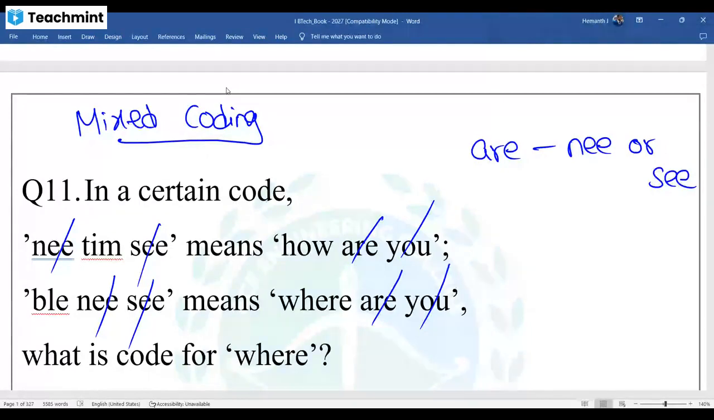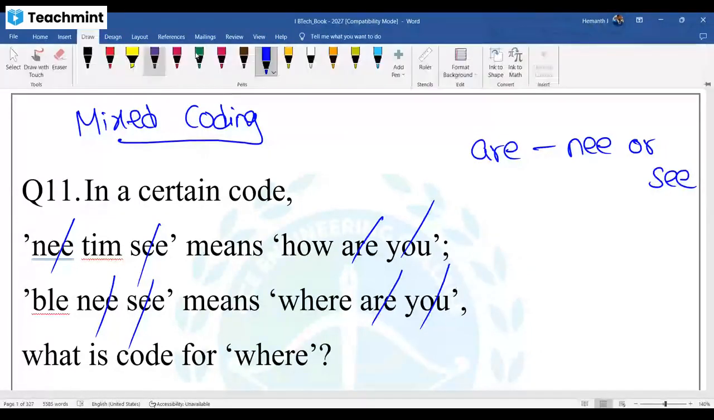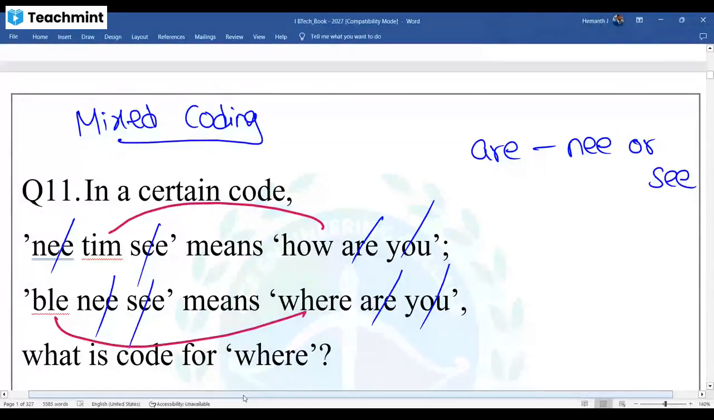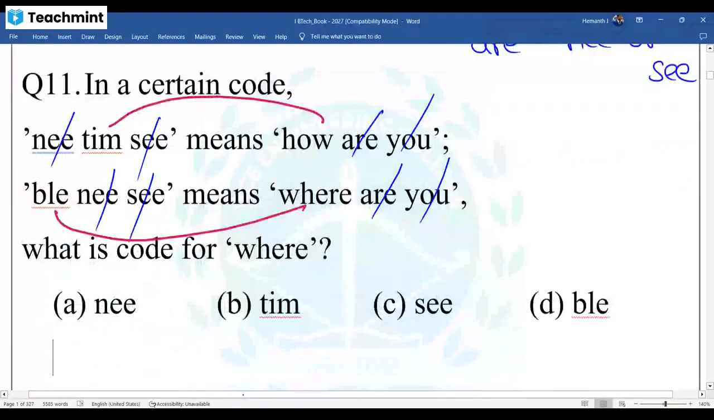If you ignore that, then they ask you what is the code for "how". How is nothing but Tim. Where is nothing but Blee. How is the first one, but Tim is in the middle. You can at least understand here it's not first with first, second with second. So what is the code for "where"? Blee.